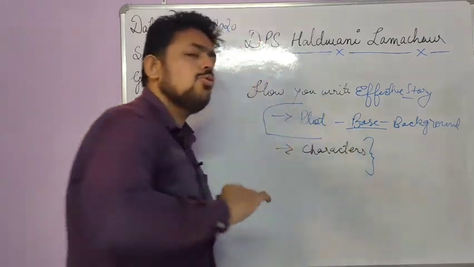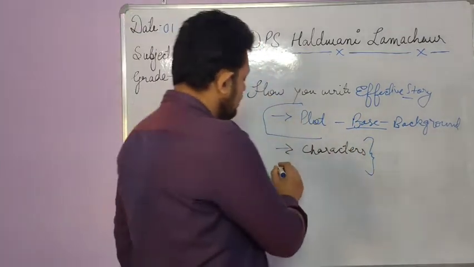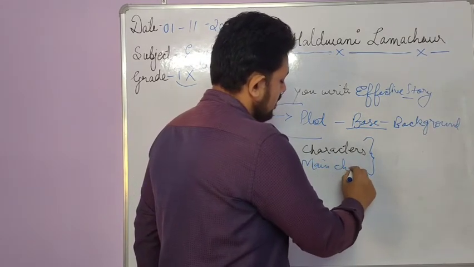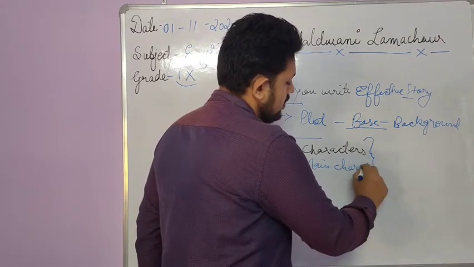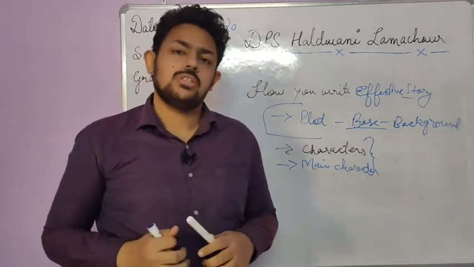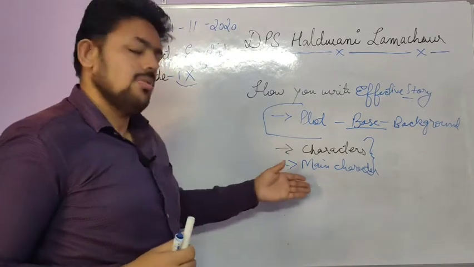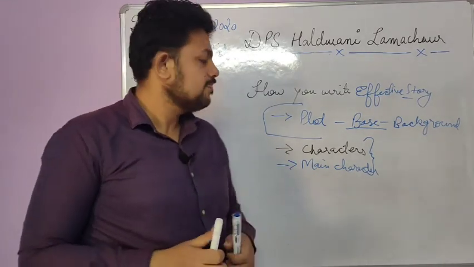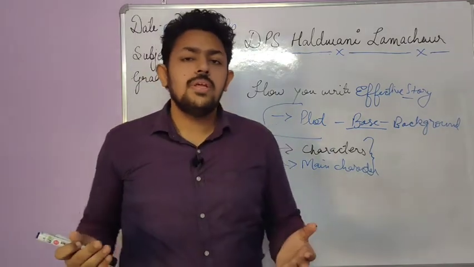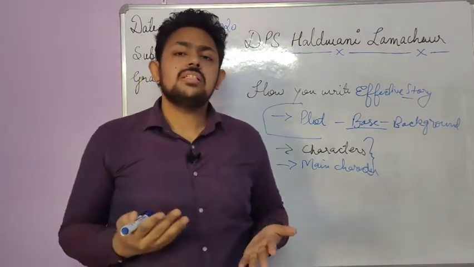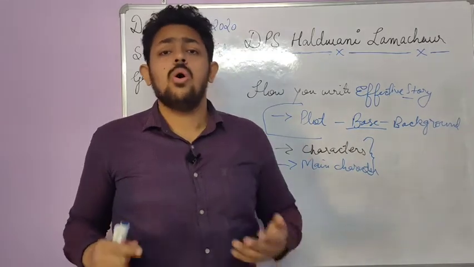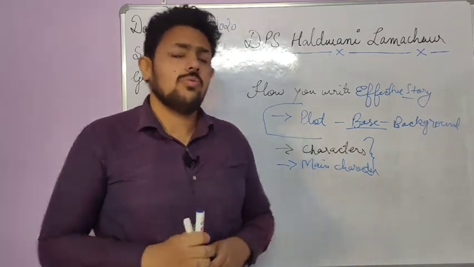So in characters so many things are there. First of all you have one main character. Either it can be a negative one or a positive one. It can be a villain or a hero. So you think about the main character, how he will be like, what his physical appearance will be, how he will think, what he does, and all of that.